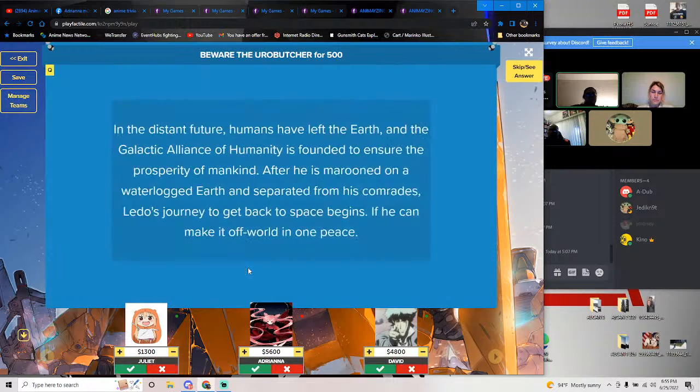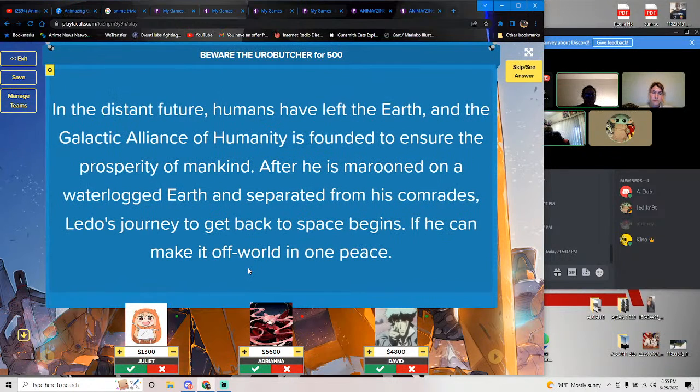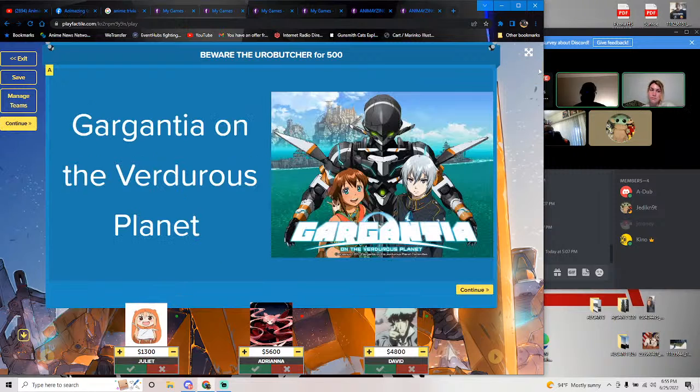Beware. In the distant future, humans have left the Earth, and the Galactic Alliance of Humanity is founded to ensure the prosperity of mankind. After he is marooned on a waterlogged Earth and separated from his comrades, Leto's journey to get back to space begins, if he can make it off-world in one piece. It's also got giant robots in it. All right. Gargantia on the Verdurous Planet. Which, yeah, I think this is like 6, 7 years old at this point.